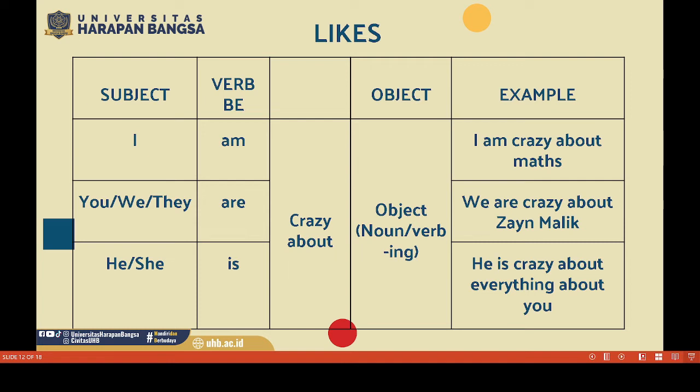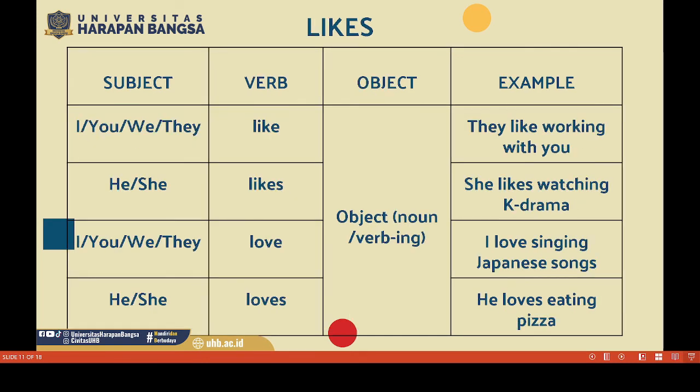So now let's all focus on the example. I am crazy about maths. We are crazy about Zain Malik. He is crazy about everything about you. So those are the example. Jadi contohnya ini yang perlu diingat-ingat adalah verb be atau verb to be-nya. Jangan sampai tertukar antara subjek yang satu dengan subjek yang lainnya, verb be yang satu dengan verb be yang lainnya juga. Oke, untuk akhiran semuanya sama, diakhiri dengan crazy about, dan objeknya boleh memilih mau pilih noun atau mau memilih verb ing.